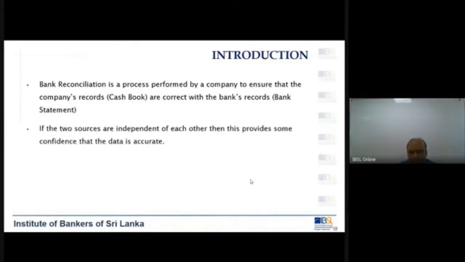So if the two sources are independent of each other, then this provides some confidence that the data is accurate. What do you mean by that? Now you know the cash book is maintained by your bookkeeper or the accountant. That is within your company. But the bank statement is given by some third party. That is your bank. So they are again an independent party. They are also maintaining your record. You are also maintaining your own record, meaning two independent parties are maintaining records.